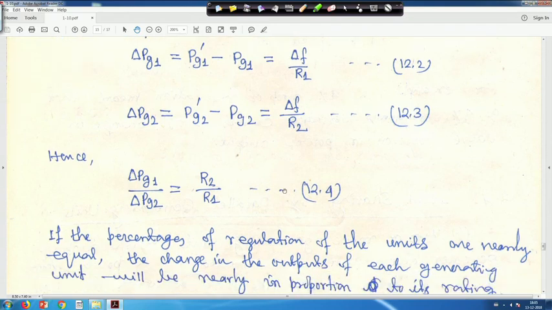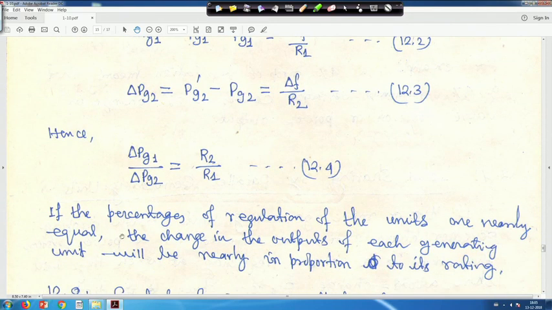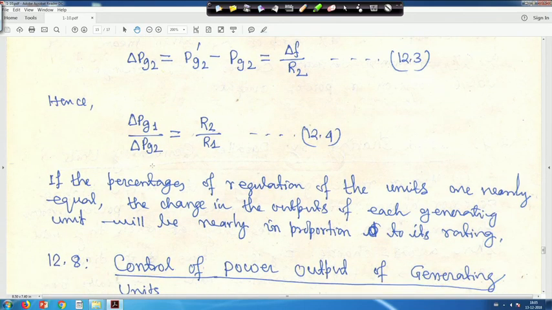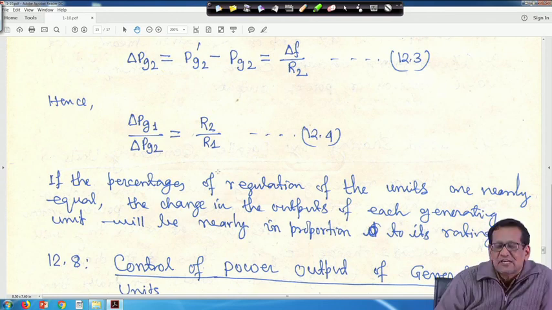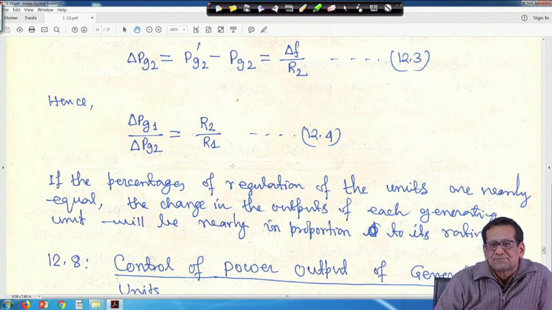So, if the percent regulation of the units are nearly equal, that means R1 is equal to R2, the change in the outputs of each generating unit will be nearly in proportion to its rating. So if R2 is equal to R1, then delta Pg1 will be equal to delta Pg2. This is the meaning of the droop characteristic, and why we need it for the governor. It is more or less clear to us.